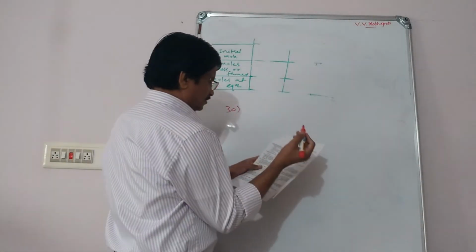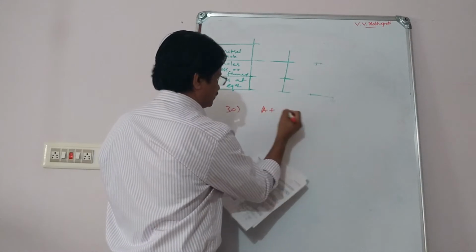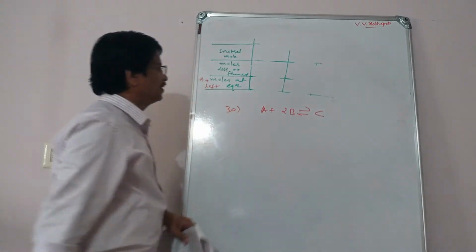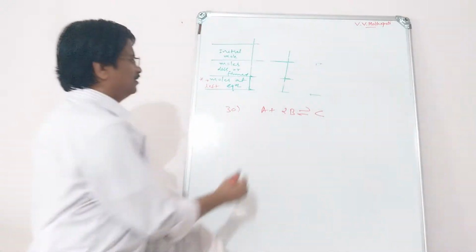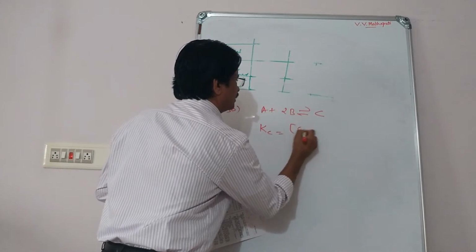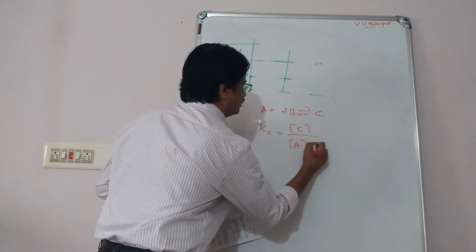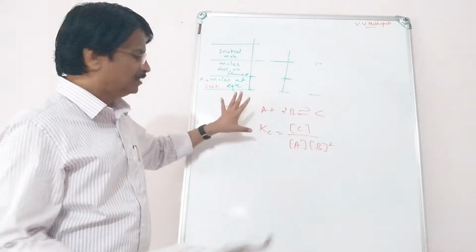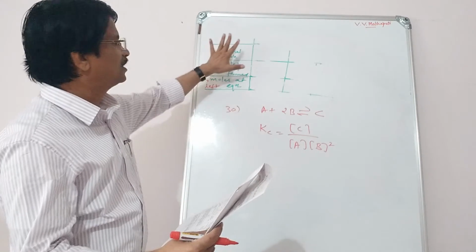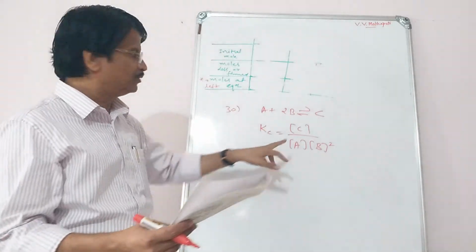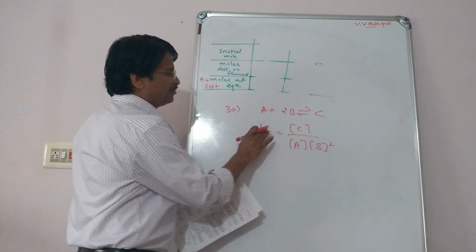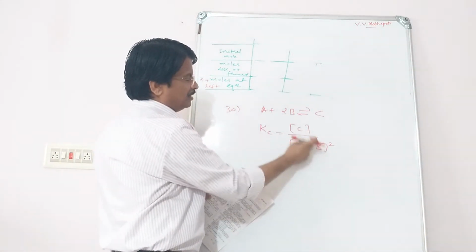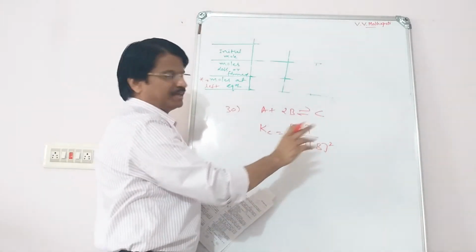So the formula: A plus 2B reversible to C, and Kc equal to C by A into B square. For question number 30, don't draw the table. Table is not necessary, because they give equilibrium concentrations, and this is a formula for equilibrium concentrations. Therefore, concentrations of C, A, B, all three values are given. Substitute, simplify, we get the answer Kc.